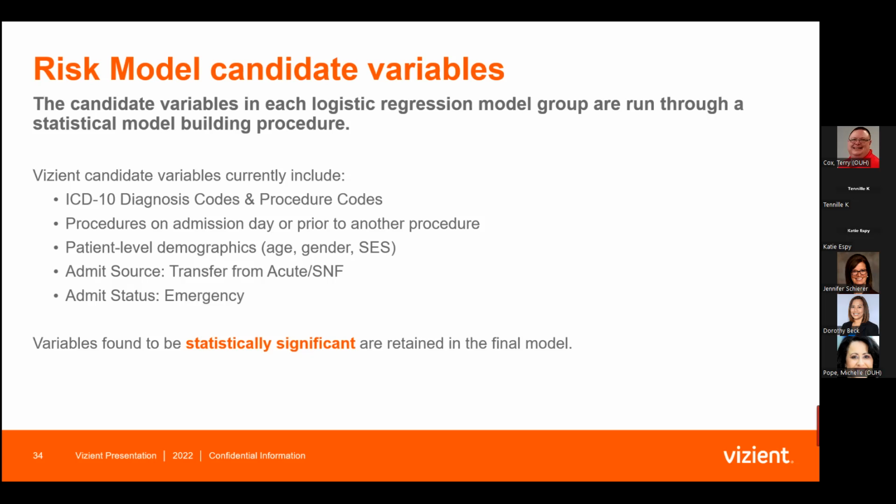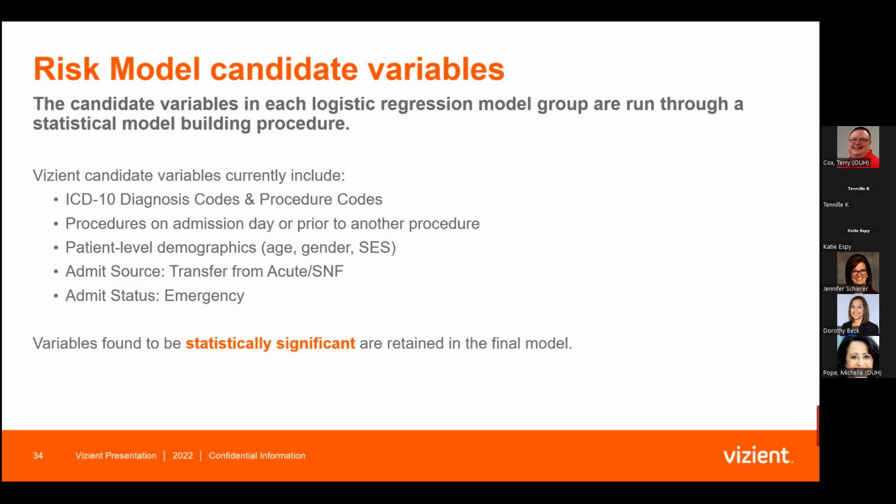So this is where we looked at whether the procedure was done on admission day or prior to another procedure. And that's just an exemption for that. Other patient-level information like age, gender, socioeconomic status, we take that into account, some, but not all. We also look at things like admit source and admit status, again, based on your UB-04 administrative billing record.